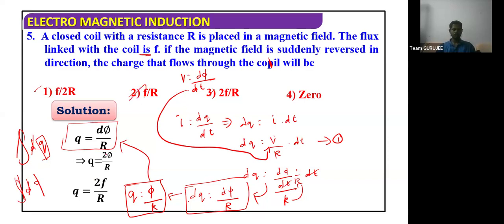Actually, the earlier solution is wrong. The formula is not 2 phi by R, actually it is phi by R. All of you know that Q is equal to phi by R. Therefore, option 2 is correct. Option 3 is wrong. Actually, F by R is the correct option. Option 2 is correct.